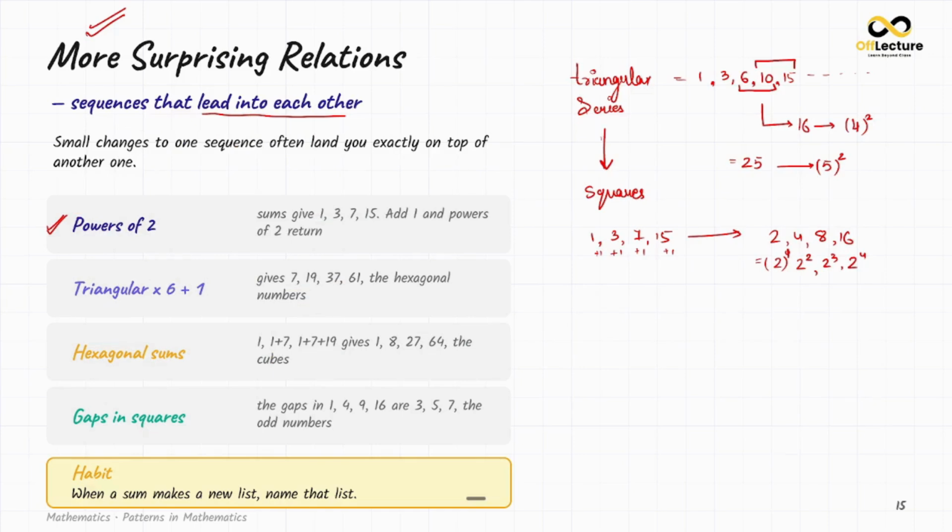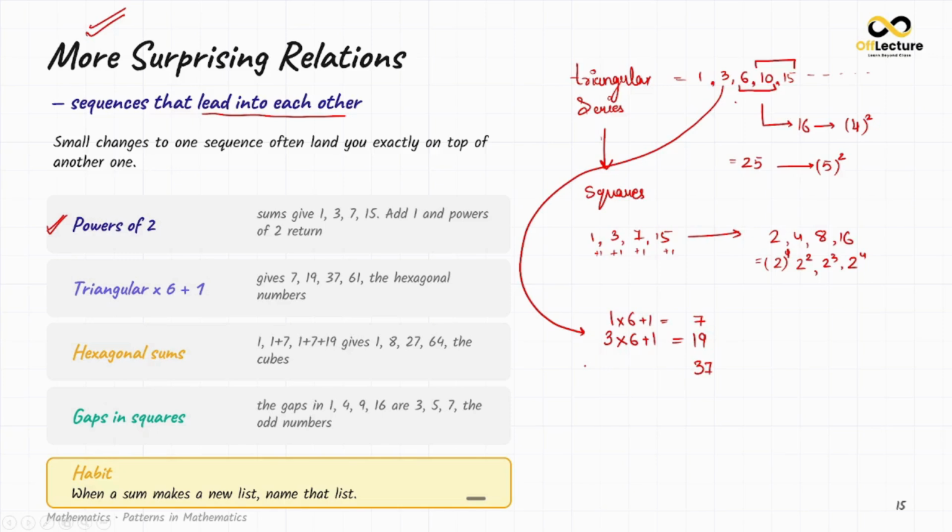Now something stranger. Let's take a triangular number, let's say we take 3. Let's multiply it by 6 and add 1. So 3 times 6 plus 1 is 19. Similarly, if we take the first number of the triangular series, 1 times 6 plus 1 will give you 7. So 7, 19, then 6 times 6 plus 1 will give you 37.